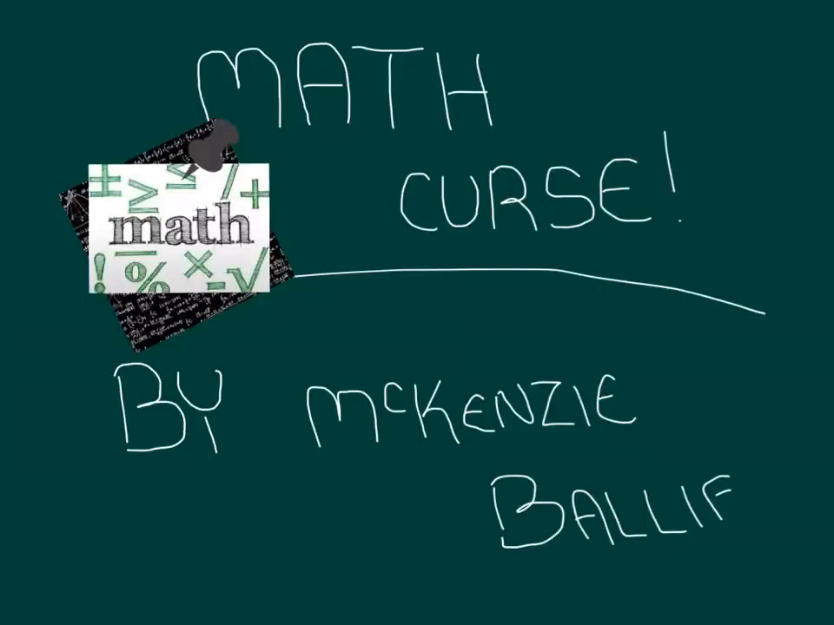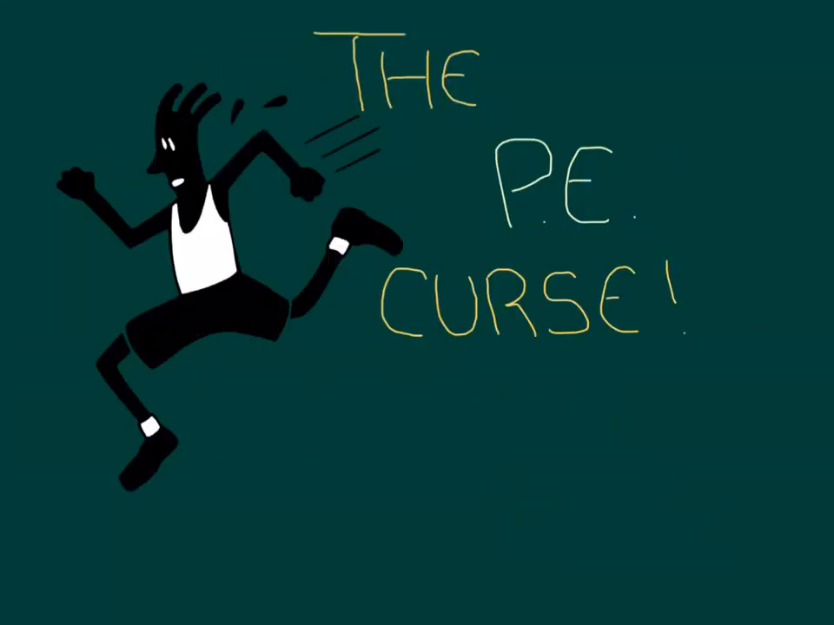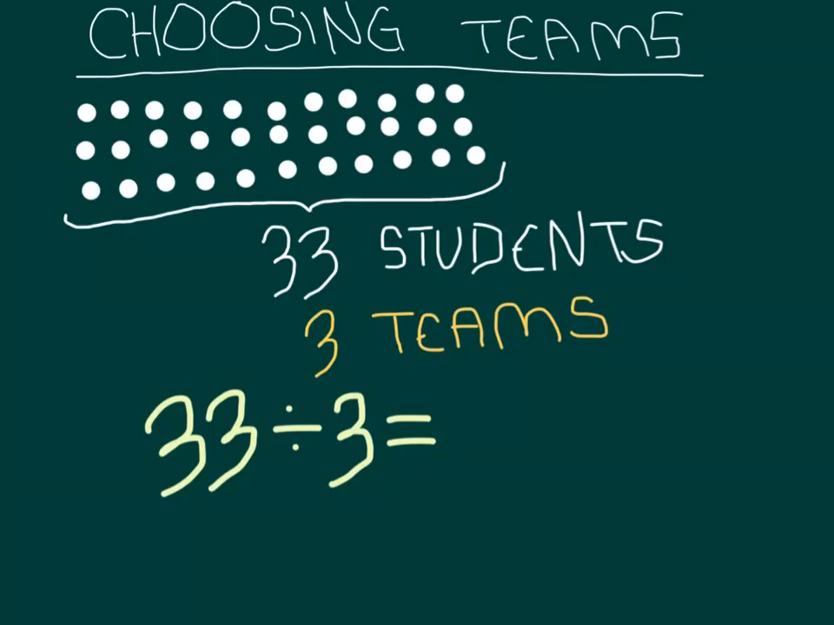Math Curse by Ballif. The PE Curse. Choosing teams. If there are 33 students in a PE class and they have to be divided into 3 teams, you would do 33 divided by 3 and get 11.